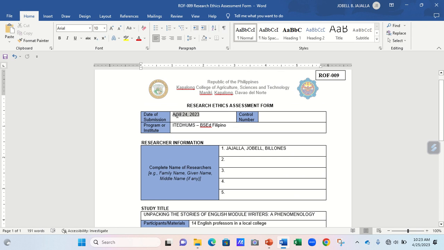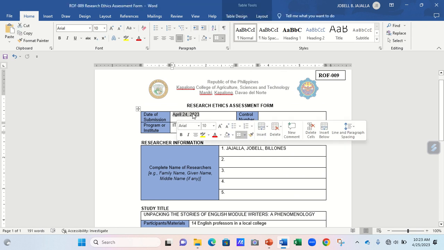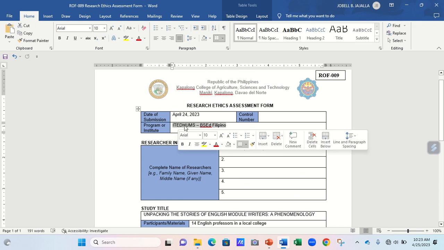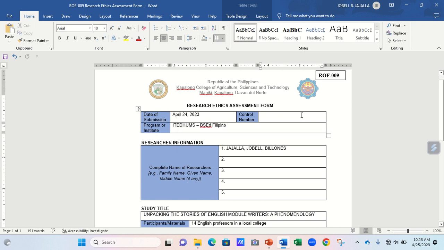For the date of submission, just write down the date of submission and then the program or institute of the researcher. For example, ITED Humes, DSED Filipino. And for the control number, once again, you have to leave this blank, because only the research staff will be responsible for filling out this control number.